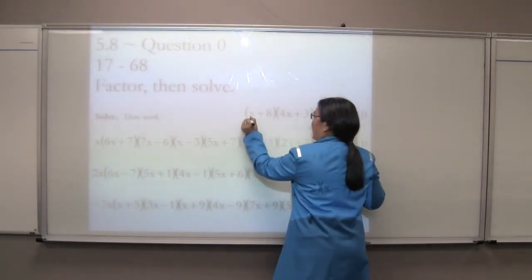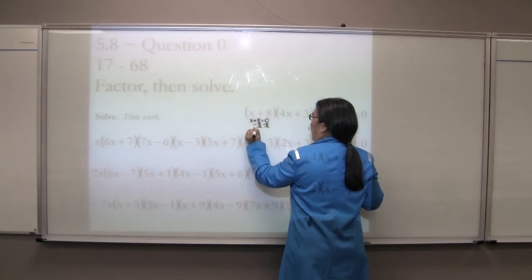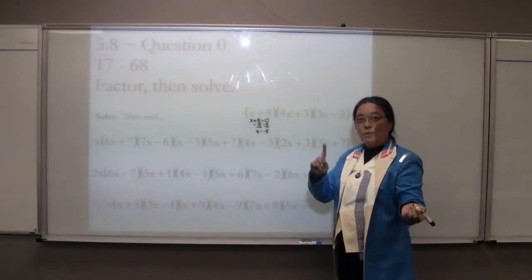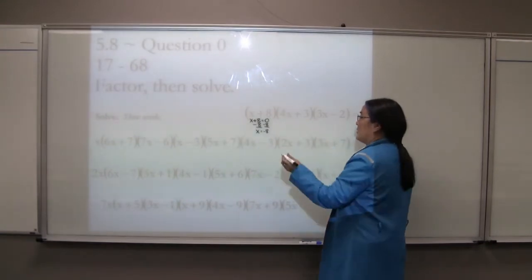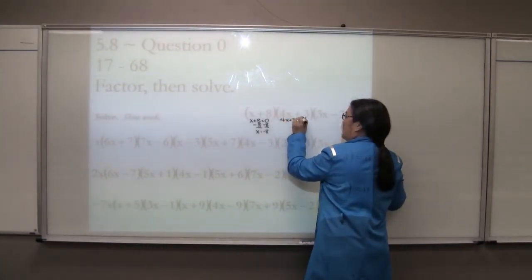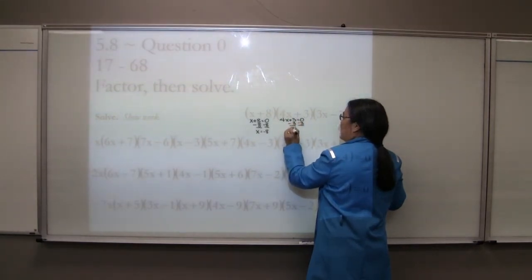So first, x plus 8 can equal 0. And we show our handy dandy work. And we get that x equals -8. Okay, we have an answer, but wait, 4x plus 3 can equal 0. College professors really like to see this handy dandy showing work.